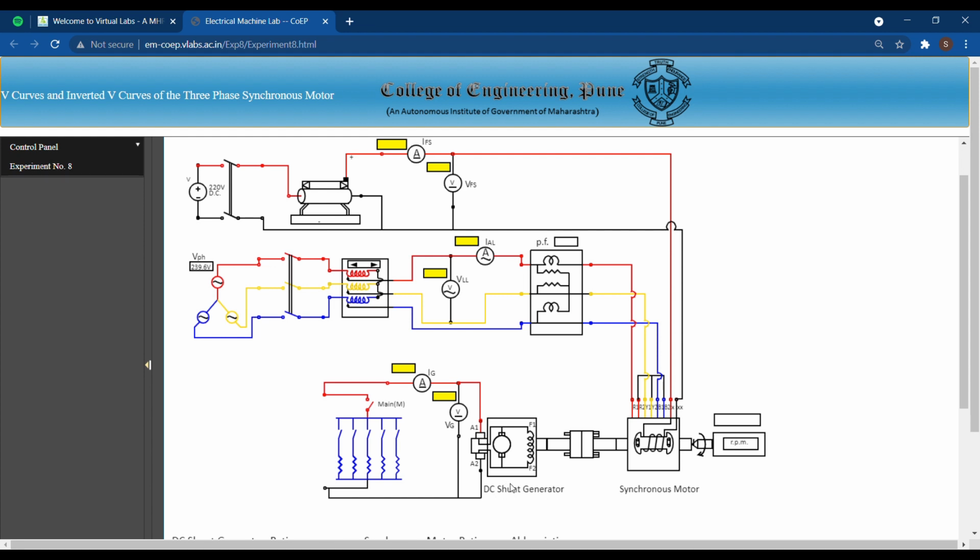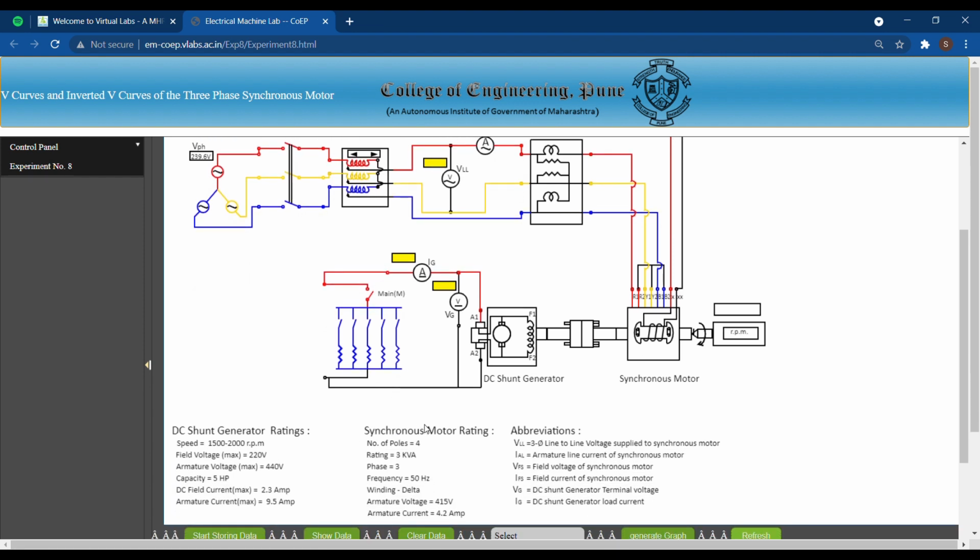This is the DC shunt generator. It will act as the mechanical load to the synchronous motor. This is a resistive network. When we add loads to this DC shunt generator by connecting these resistive loads to the DC shunt generator, the DC shunt generator will load the synchronous motor.